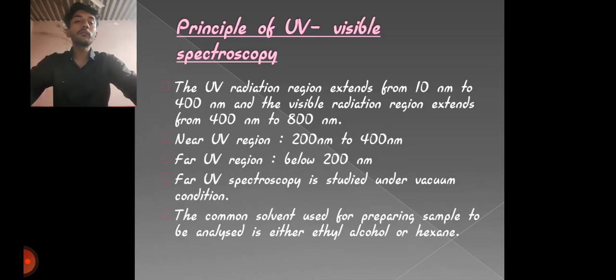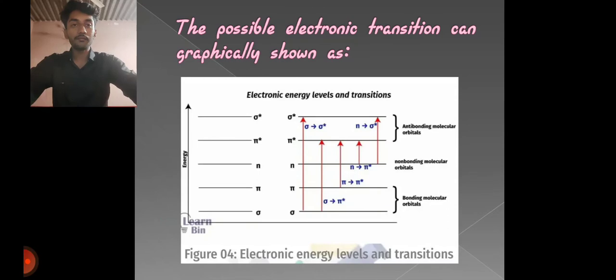So the principle of UV-visible spectroscopy: the UV radiation region extends from 10 nanometer to 400 nanometer and the visible radiation region extends from 400 nanometer to 800 nanometer. Near UV region is 200 to 400 nanometer, and far UV region is below 200 nanometer. Far UV spectroscopy is studied under vacuum condition. The common solvent used for preparing the sample to be analyzed is either alcohol or hexane.